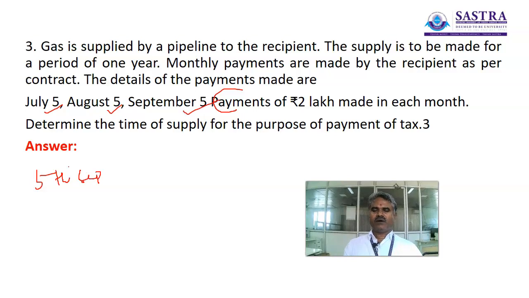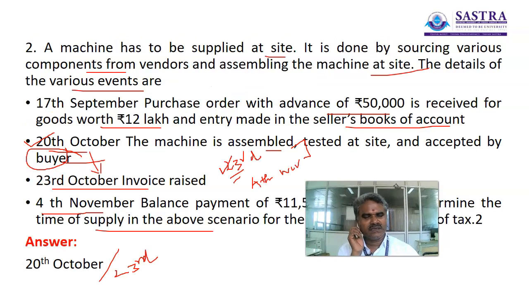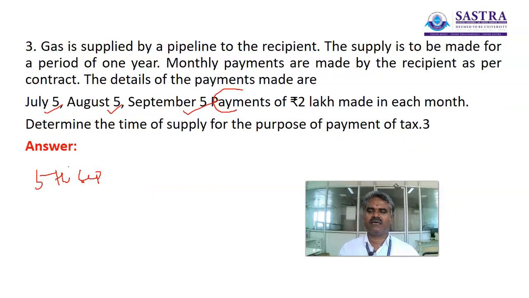Because we have to consider when the last payment is made. When the last payment is made, okay, this is very important. So here the time of supply of goods is 5th September.